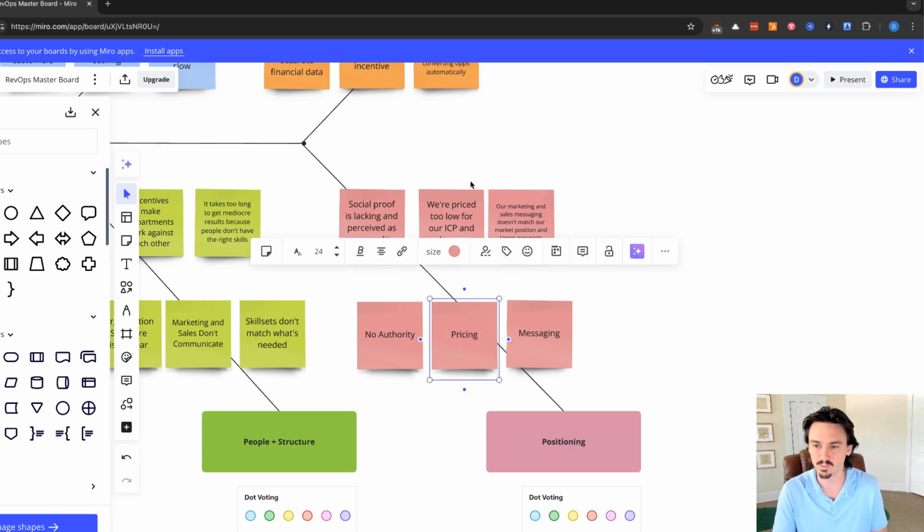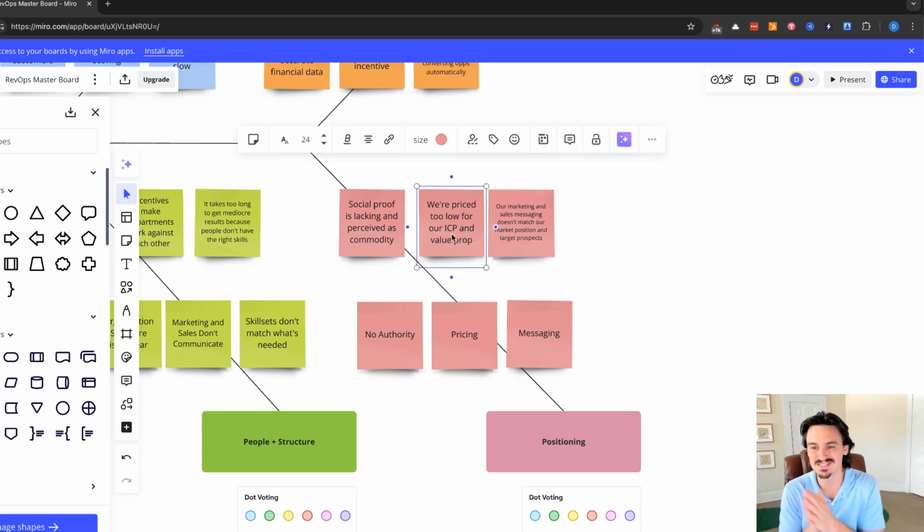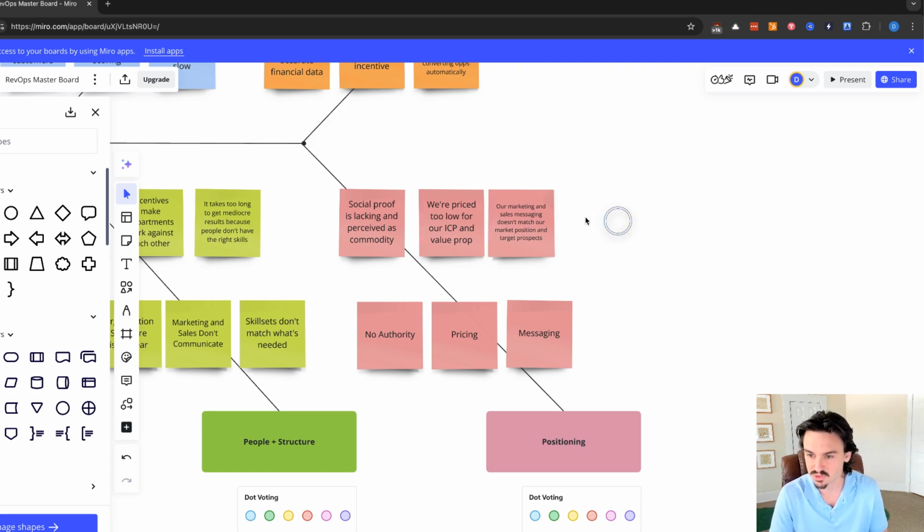Two, pricing. We're priced too low for our ICP and value prop. If you are priced too high for your ICP and value prop, then you either don't have a good business or you are focusing on the wrong person. It's pretty much straightforward how it is.